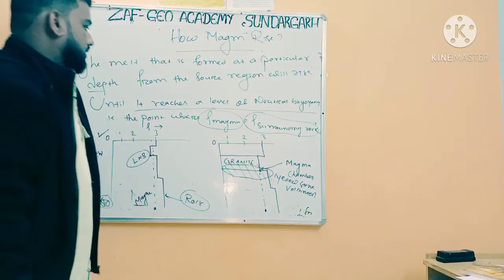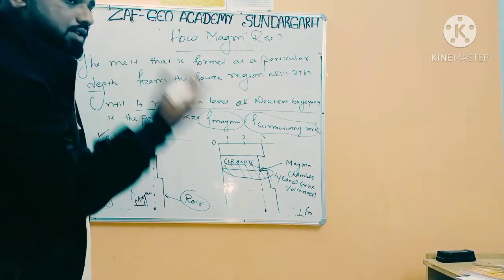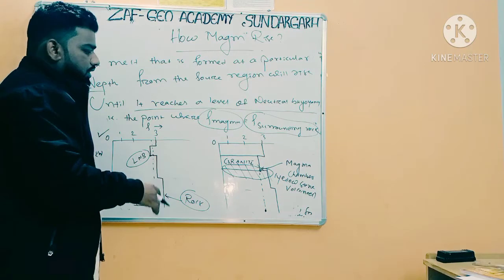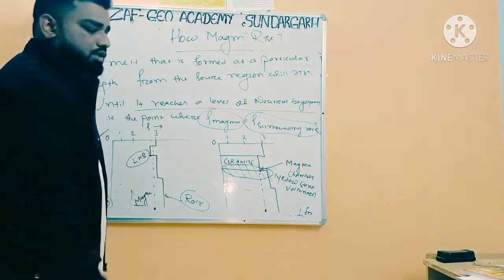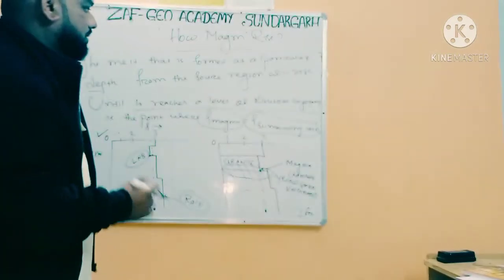Remember that when the density of magma is greater than the density of the surrounding rock, it will rise upward, and when it reaches the level of neutral buoyancy, it will stop there and give rise to the magma chamber.